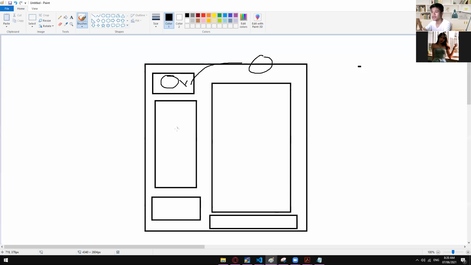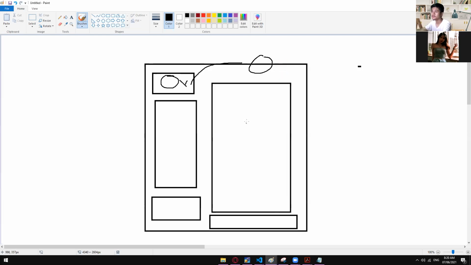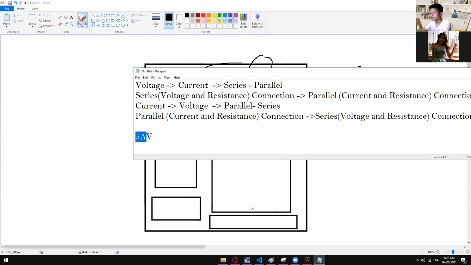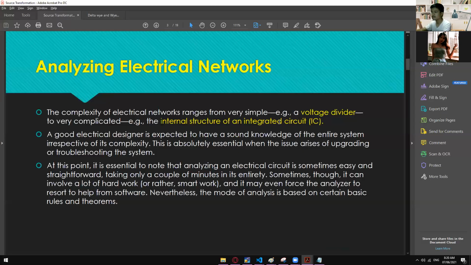Okay, but for the others, there might be some components that cannot be dissected anymore, like whatever their structure is, it is already a fixed structure. Okay, but anyway, that's the idea on solving a simple into a complicated circuit.